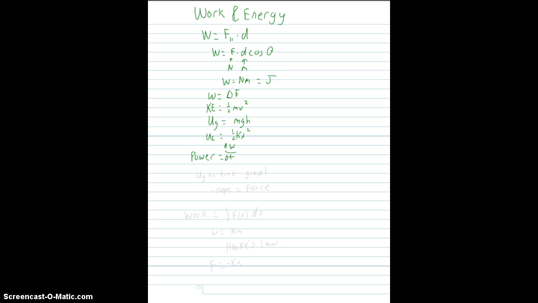Next, say you have a gravitational potential energy versus time graph. You can find the opposite of the slope, so the opposite of the slope of that is the force. Pretty much, you can find the derivative of a gravitational potential energy equation versus time, and you have to take the opposite of that in order to find force.